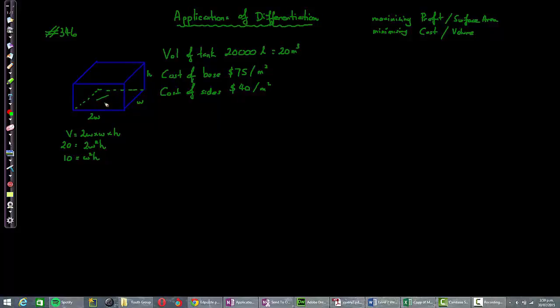So this is the base down here, the floor of our tank, and we're also told something about the sides, that they cost $40 to make. So this is a big clue about what's going to come next. They say find the cost of materials for the cheapest container. So we want to get the cheapest container, which means we want to minimize the cost.